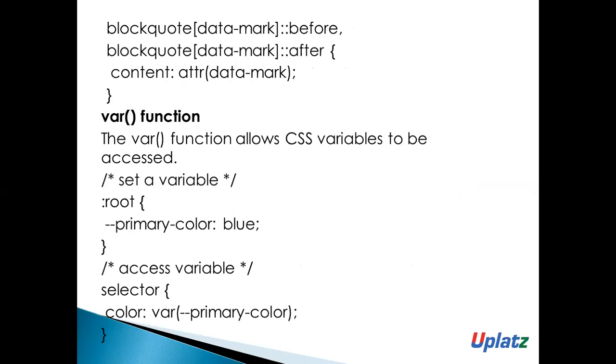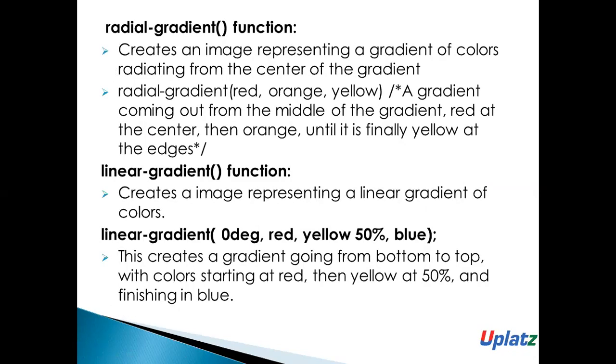So next would be the var function. It allows the CSS variable to be accessed. Like this, you can set a variable. In root I'm setting the primary color. With the help of the selector and the var function, I can access the variable. For color, first of all, with the help of root, I have set it. Wherever you want to use that particular color, you can use the var function to access it. So this is the var function.